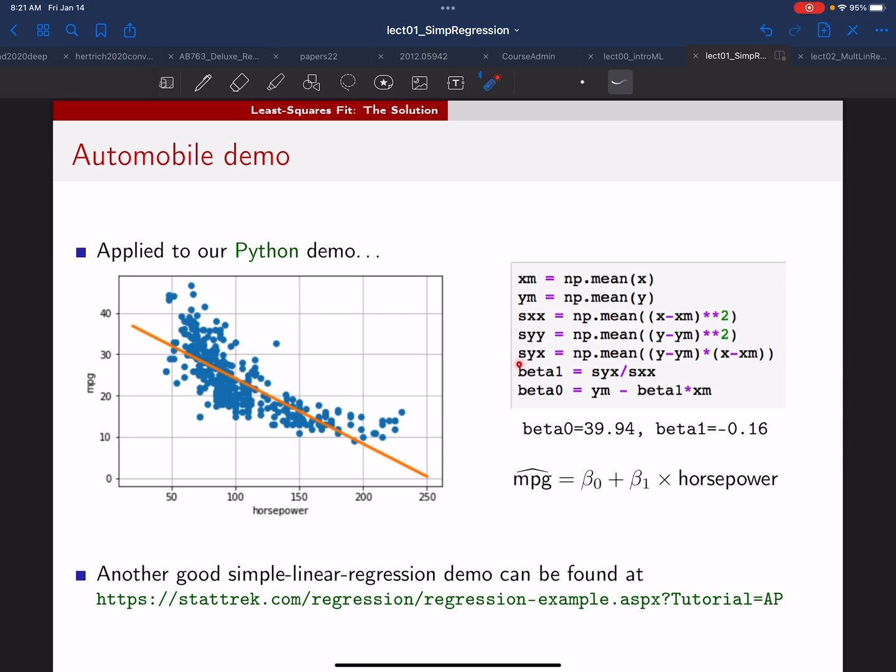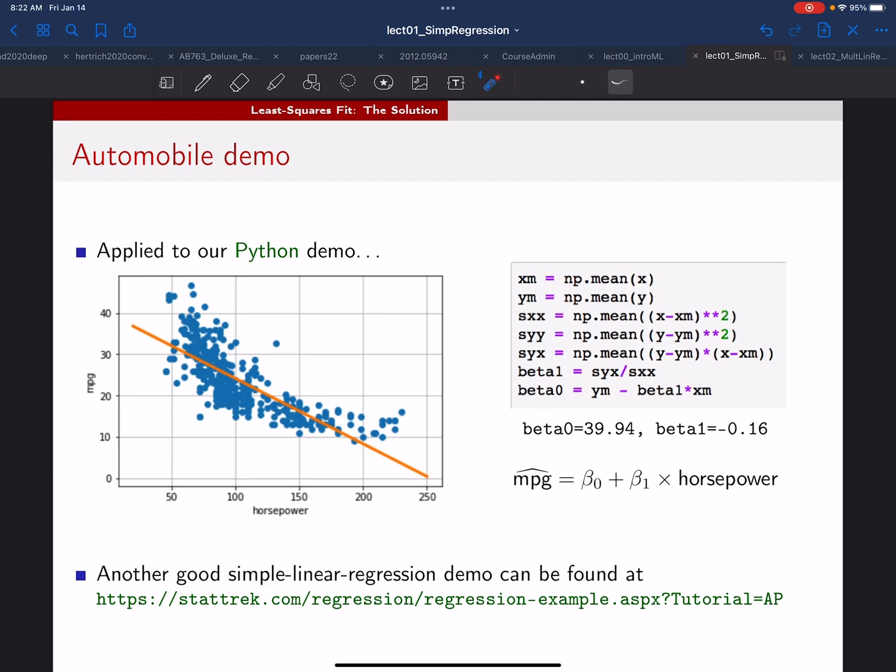And finally, we can apply the two equations we just derived to get beta 1 and beta 0. We happen to get these values, 39.94 and minus 0.016. Because beta 1 is negative, the line is sloping down. In any case, our model is as follows. Our estimate of miles per gallon is beta 0 plus beta 1 times horsepower for these beta values. So that's where we get this. That's just a relatively simple demonstration of what we can do with simple linear regression. We call it simple linear regression because it involves one predictor, one feature. In the next unit, we're going to use multiple features, and we'll call that multiple linear regression. If you want to see another good demo, you can find one at this link. All right, any questions so far?